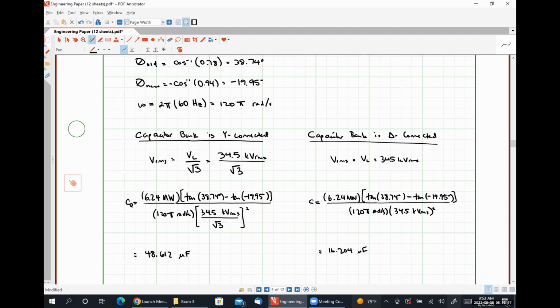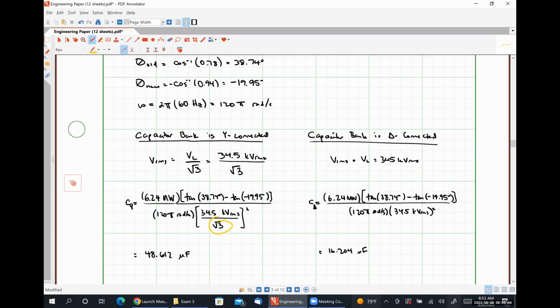Actually, let me write this, C_Y, C_delta. So C_delta is exactly 3 times smaller than C_Y, which of course should make sense because we're dividing by the square root of 3 squared, which is the same as multiplying by the square root of 3 squared, or 3.